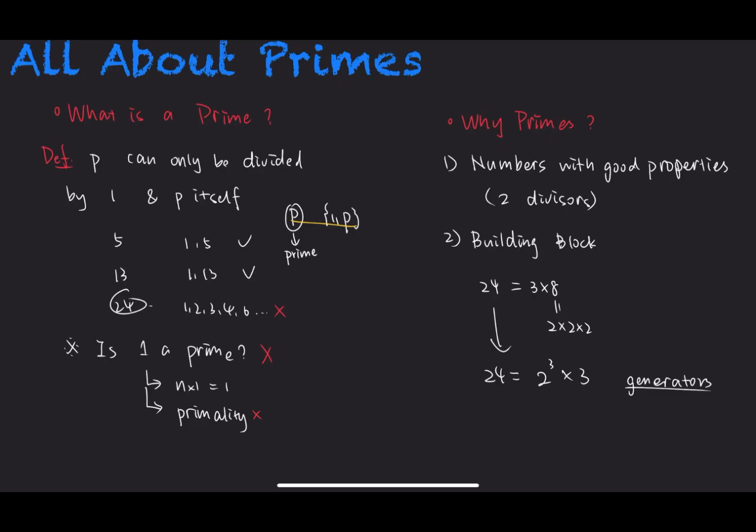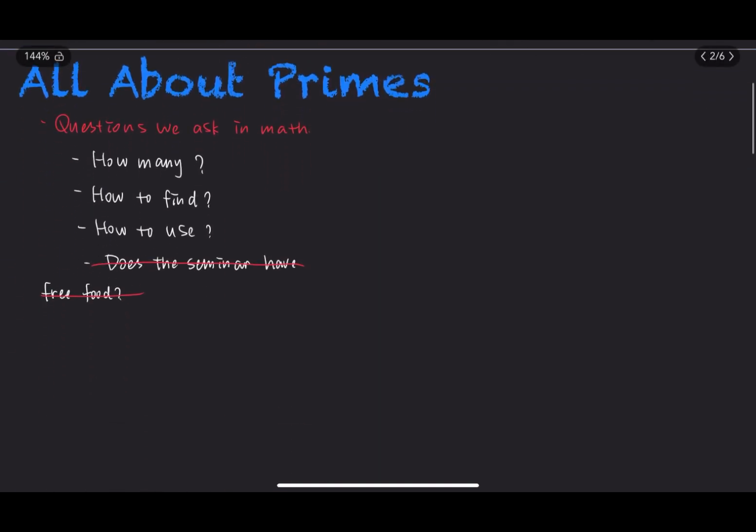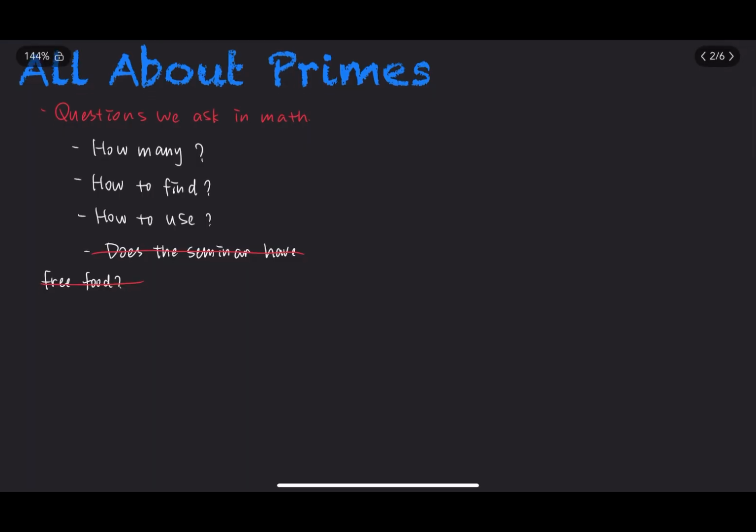So enough about the definition of primes, let's move on to the study of primes itself. We have primes, we know the definition, and what should we do with them? How can we discover all those fascinating properties that made mathematicians so obsessed with primes? Let's first look at what questions we ask in math. How many of them are there? How many primes are there? And how do we find primes?